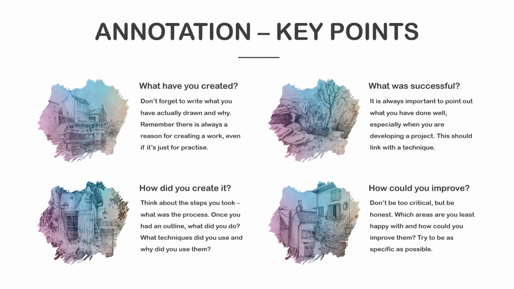Before you write it, I've got some key points. Firstly, think about what you've created. Don't forget to write down what you've drawn, why you've drawn it, and remember there's always a reason. Today we've drawn these to practice and to speed ourselves up a little and to focus on how we look at an object. How did you create it? Well, in this one you can talk about the different times and the range in difficulty as the time got less. If you had an outline, why did you use that? What techniques did you use to add shading and tone?